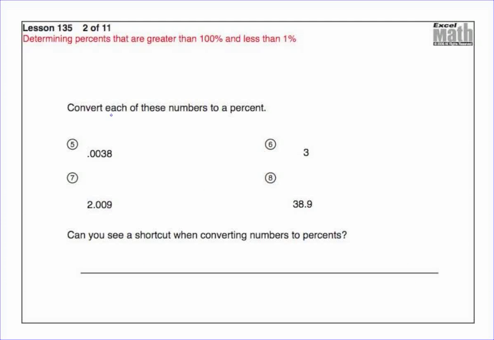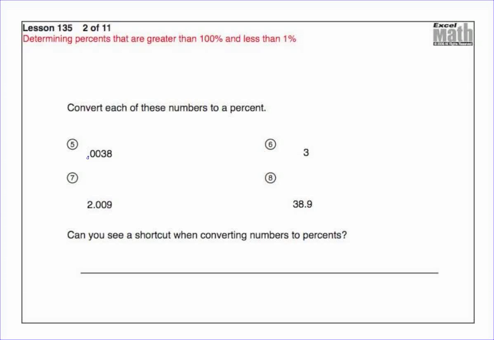Convert each of these numbers to a percent. So again, just move the decimal point over 2 spots to the right and add a percent sign. Go ahead and pause the video and do numbers 5, 6, 7, and 8, and then turn it back on when you're ready for the solutions.